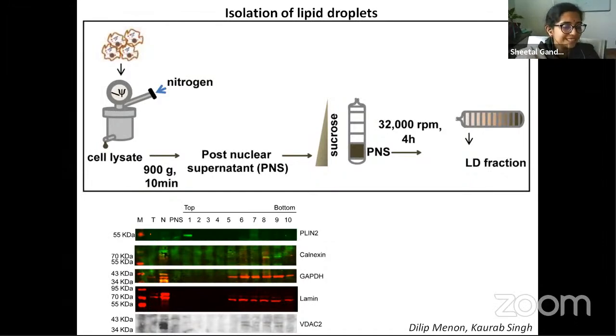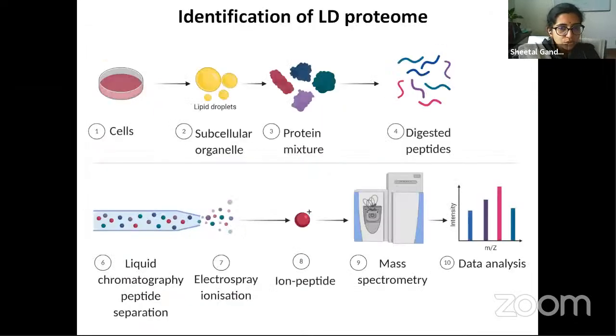But how do we identify the protein composition of these droplets? In this, we use mass spectrometry. We take an unbiased approach, essentially. We isolate the organelle, which in this case is the lipid droplets. Now we have a mixture of proteins. So we precipitate the proteins from this fraction, and we have a mixture of proteins.